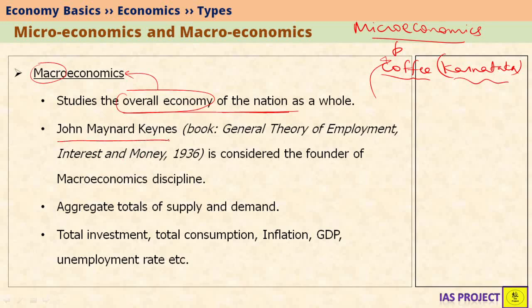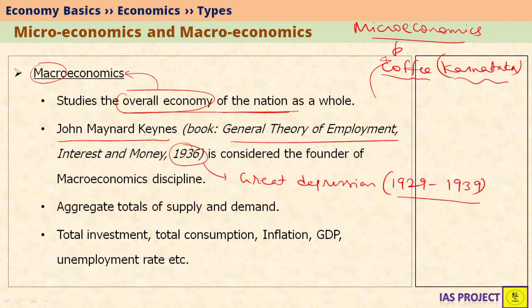John Maynard Keynes wrote a famous book during the Great Depression. The Great Depression happened from 1929 to 1939, almost 10 years. During this time, in 1936, Keynes wrote a famous book called General Theory of Employment, Interest and Money. He is considered the founder of the macroeconomics discipline, while Adam Smith is considered the founder of microeconomics.